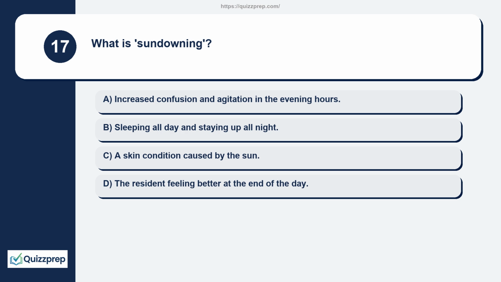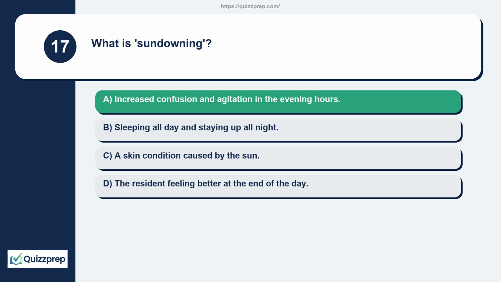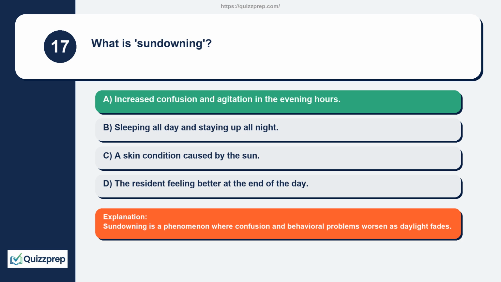Question 17. What is sundowning? Increased confusion and agitation in the evening hours, sleeping all day and staying up all night. A skin condition caused by the sun. The resident feeling better at the end of the day. Sundowning is a phenomenon where confusion and behavioral problems worsen as daylight fades.